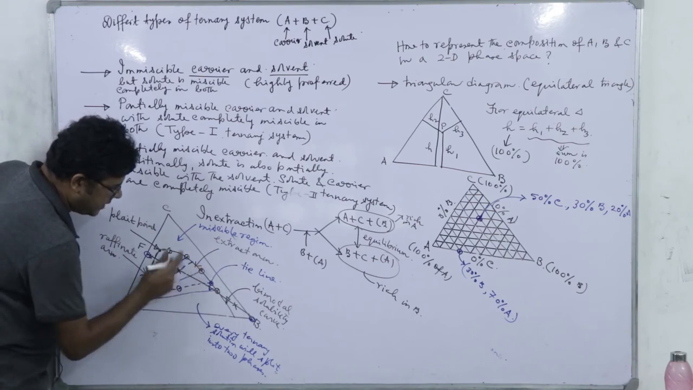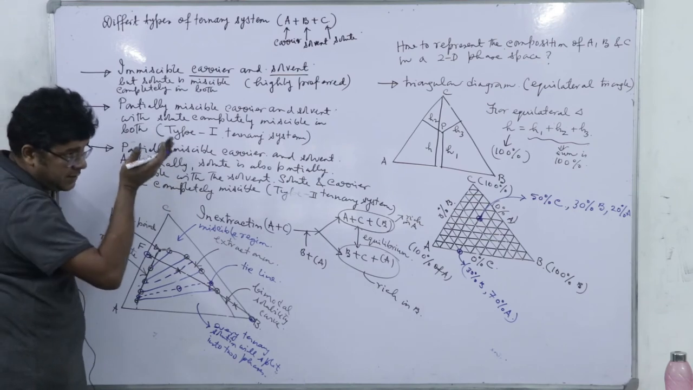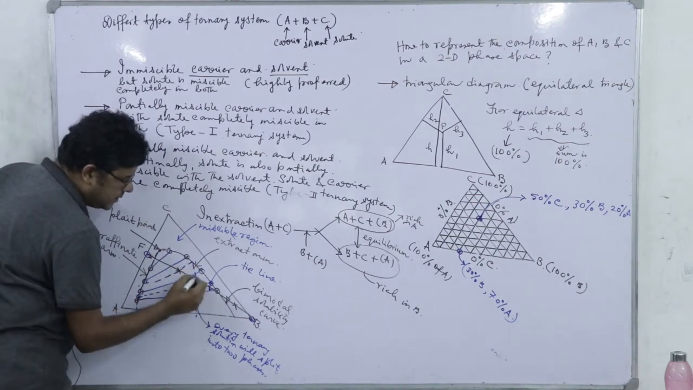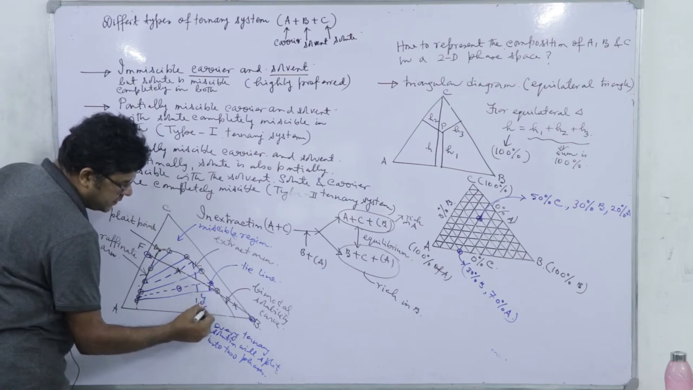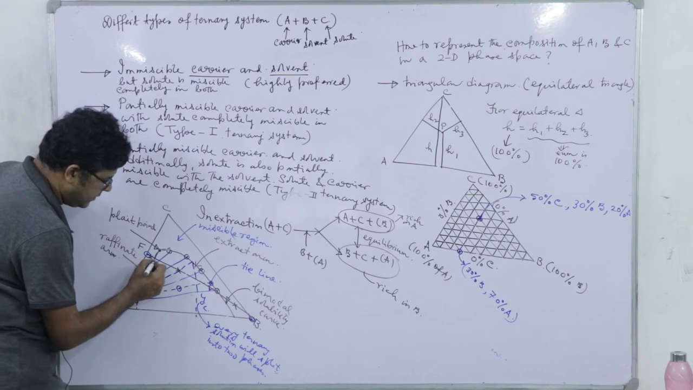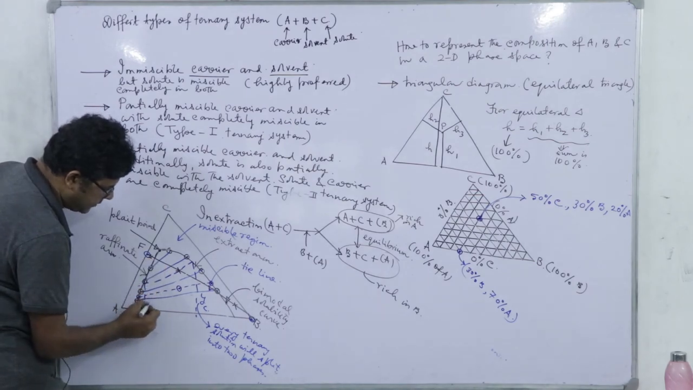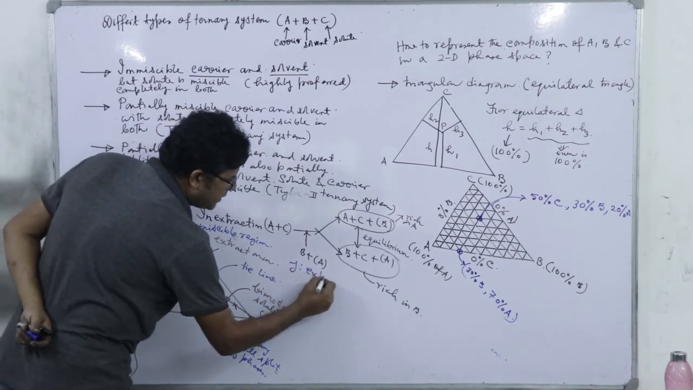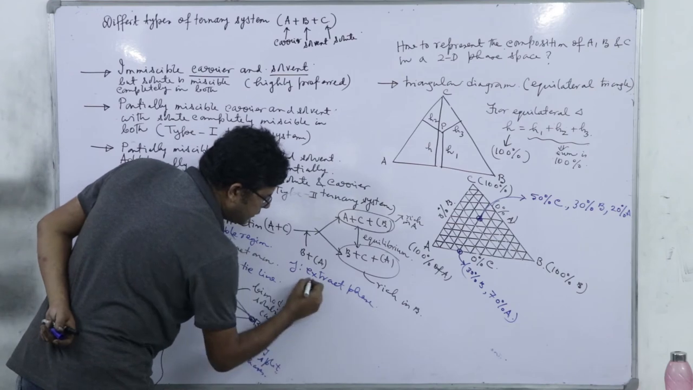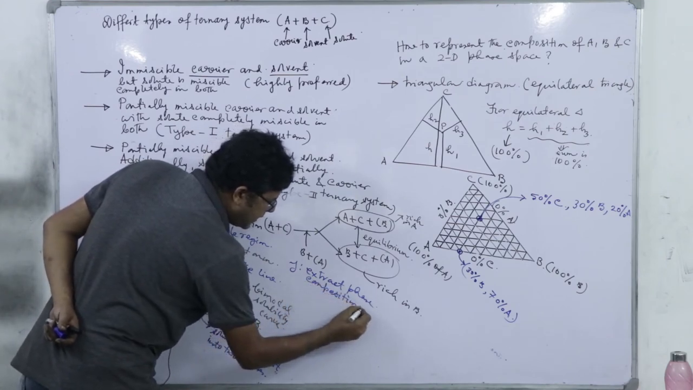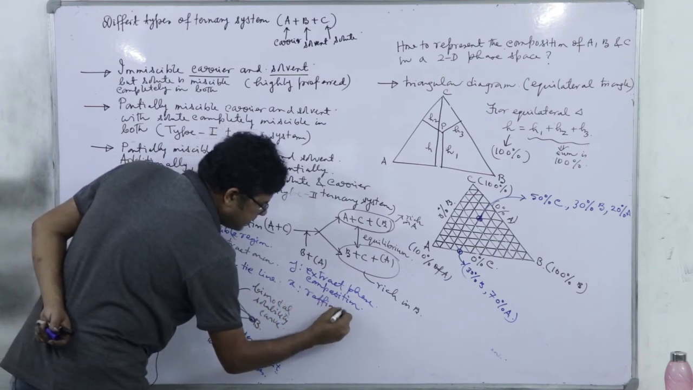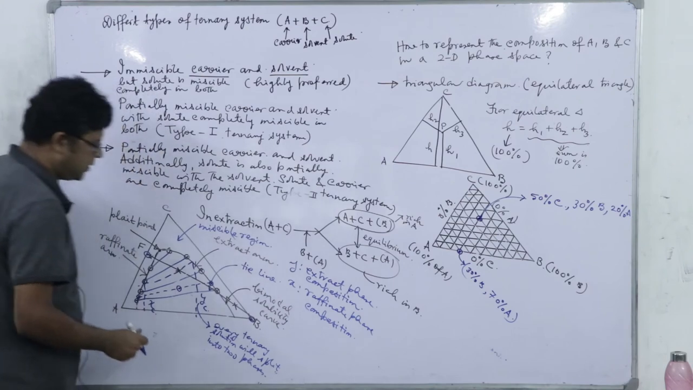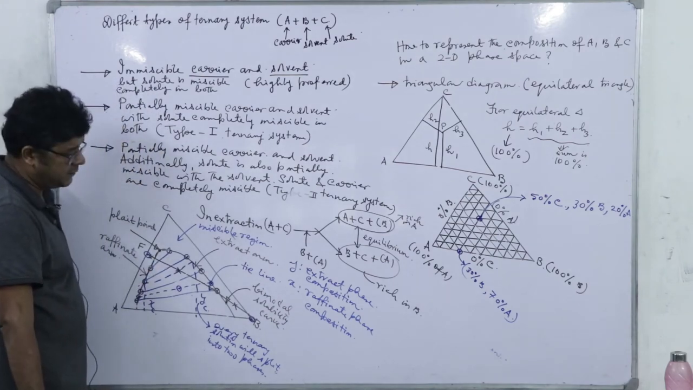Why relative separation? Because from this structure, the tie lines are never horizontal. They will be either inclined on the right hand side or inclined on the left hand side. So here what we get? Here this is the extract phase composition YC, and this is the raffinate phase composition XC. Let's say Y represents the extract phase composition and X is the raffinate phase composition. So Y and X are different and we achieve a separation.